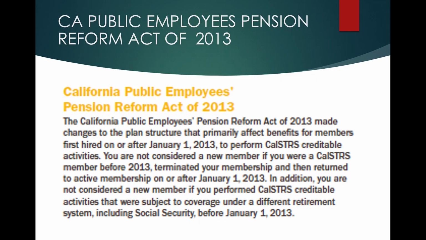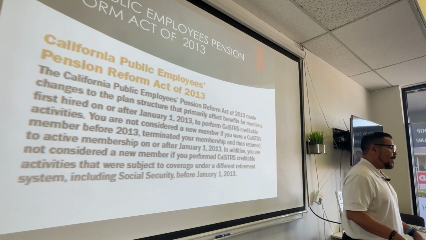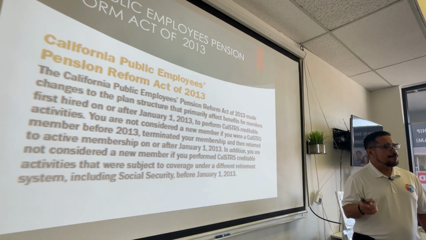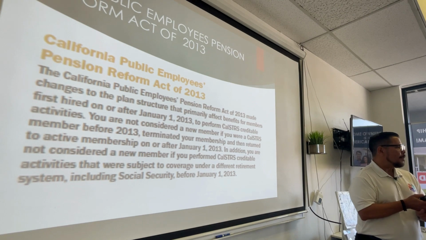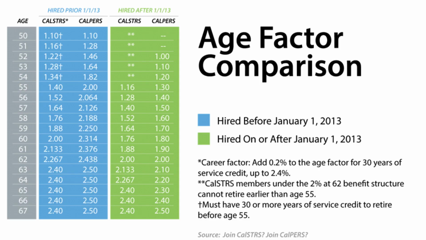All right, very important: the California Public Employees' Pension Reform Act. That's a mouthful. Basically, it was a rules change under Governor Brown where they modified the pension for anybody entering the system on or after January 1, 2013. Basically, now it's created 2 tiers in the schools.